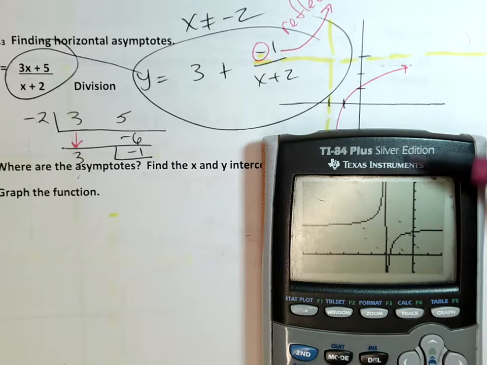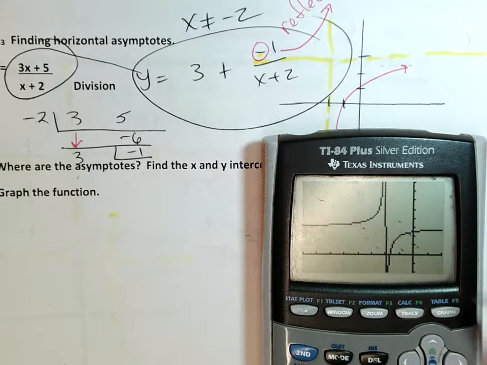And again, the vertical asymptote shouldn't be drawn here, but my calculator graphed it. It has to do with the size of the pixels. The calculator is trying to find it, but the calculator doesn't do math. It just instantaneously plots points.